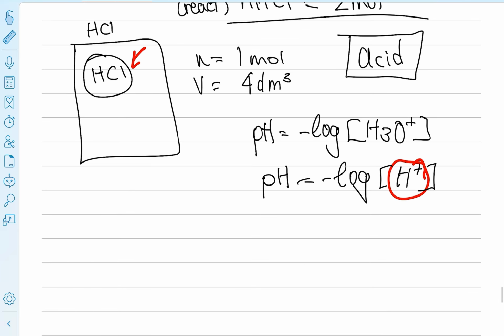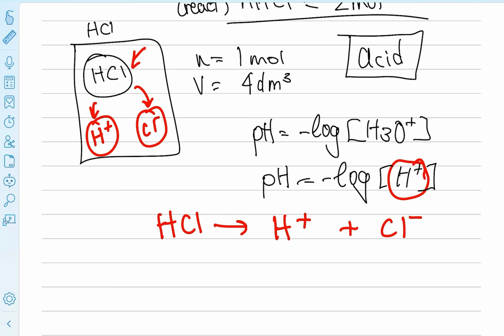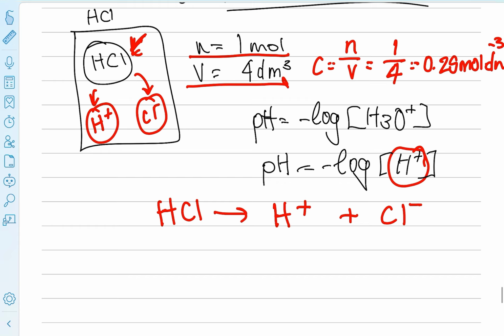So we know that HCl, now that it's left alone, will ionize into H plus and Cl minus. Meaning that HCl will form 1 H plus and a Cl minus. So it ionizes into ions. We can find the concentration of that hydrochloric acid. Because we know it's 1 mole of hydrochloric acid in a volume of 4, the concentration is number of moles over volume, which is 1 over 4, which is 0.25 moles per cubic decimeters.